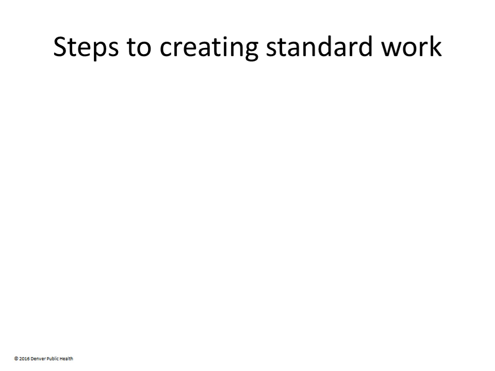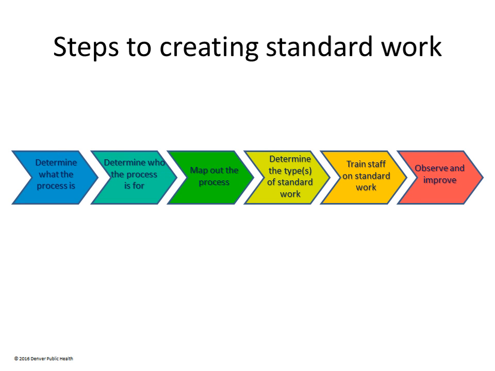Before you draft standard work, you need to document the process that you want to create standard work for. First, determine what the process is. Then determine who the process is for. Identify who is involved in the process and invite them to the table. Next, map out the process, define the start and end points, and if you are working on a new process that does not exist yet, document how the process should look.